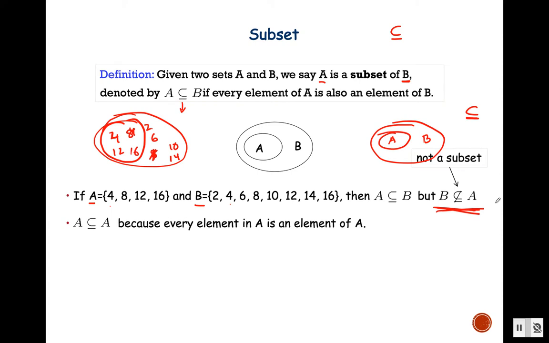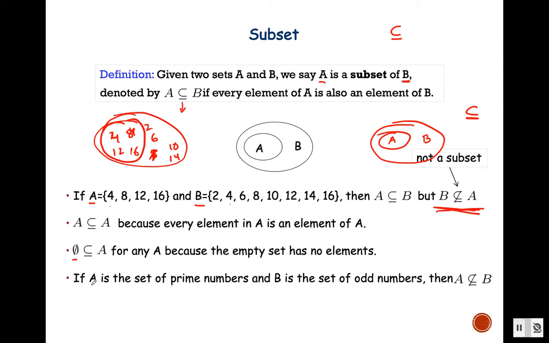Now, every set is a subset of itself, because every element of that set is an element of that set. The empty set is also a subset of any set, because the empty set has no elements. So for any set, the empty set is always a subset of that set.